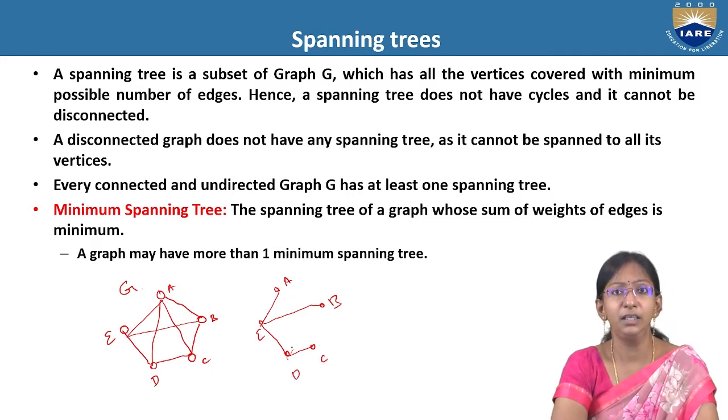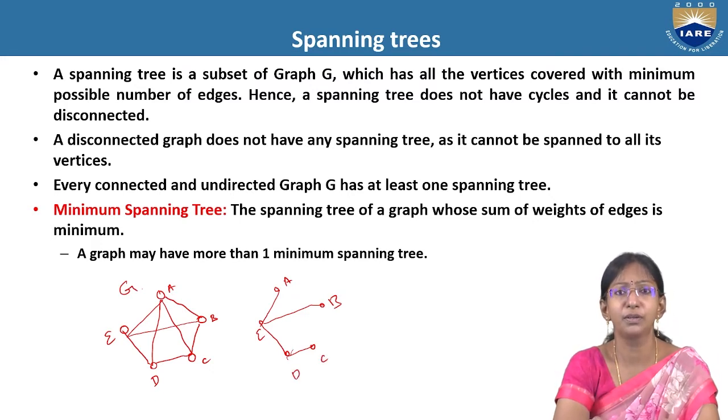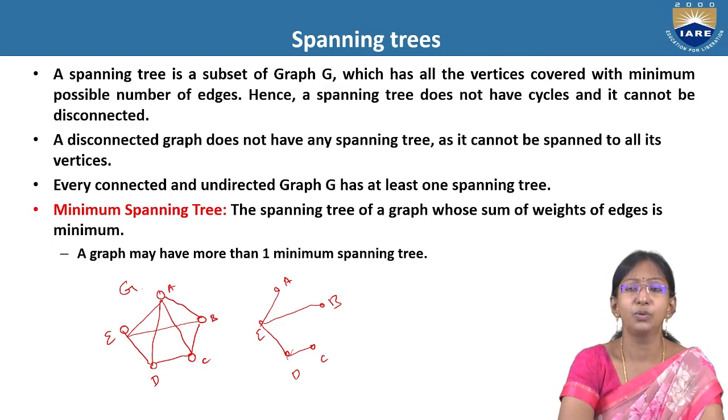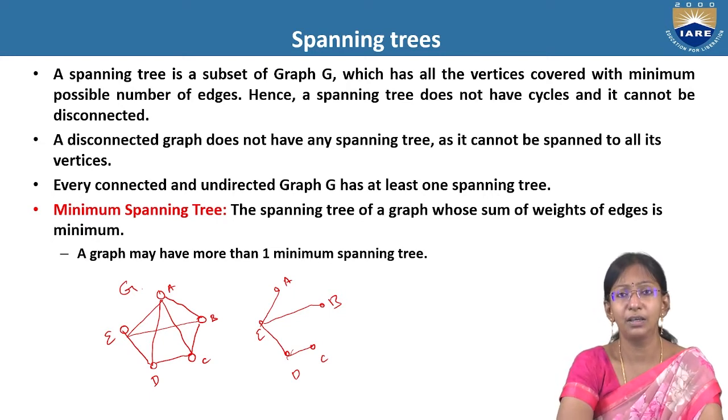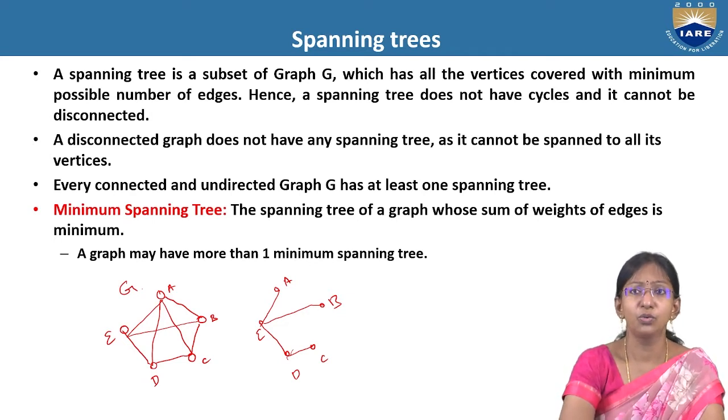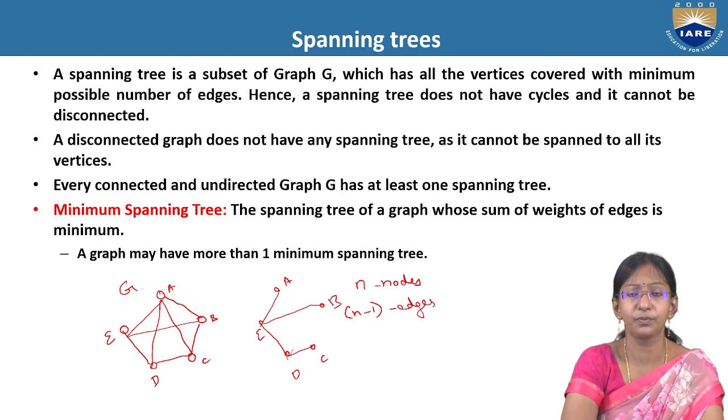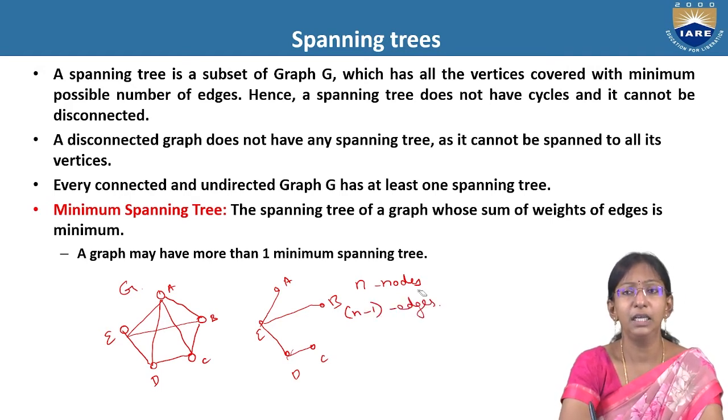You can have any number of spanning trees for a given graph. So it is a collection of vertices with minimum possible edges. You are going to convert a graph into a spanning tree with the minimum possible number of edges. So roughly you can say that if there are n nodes, then you will be having n minus 1 edges. And you can have any number of spanning trees for the same.